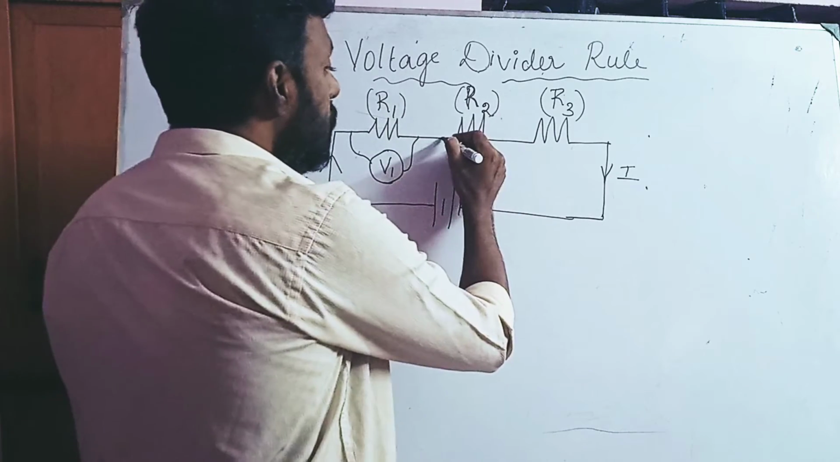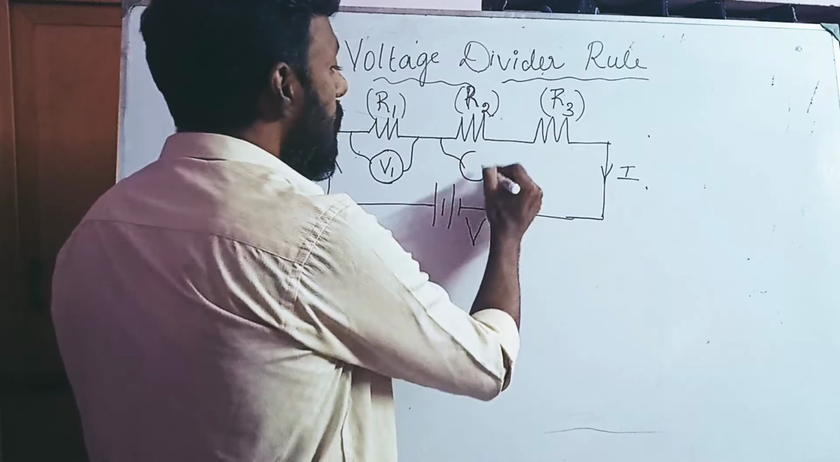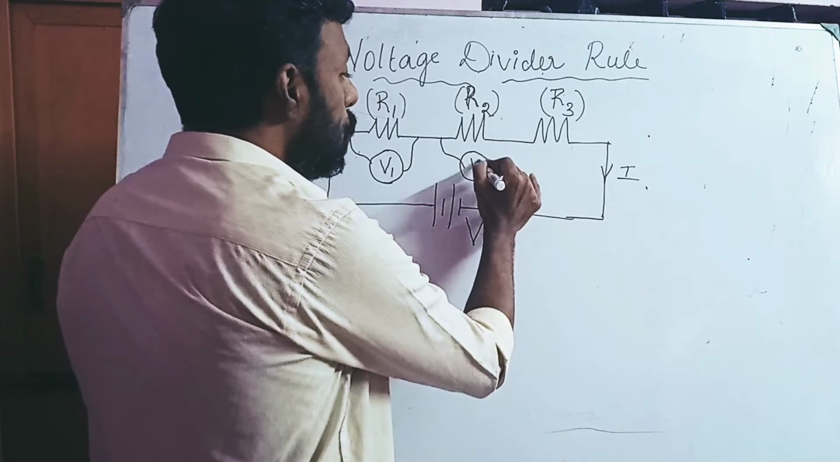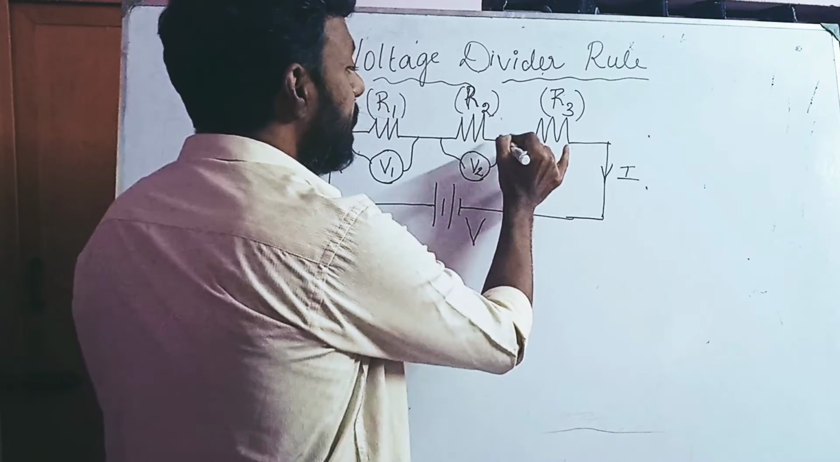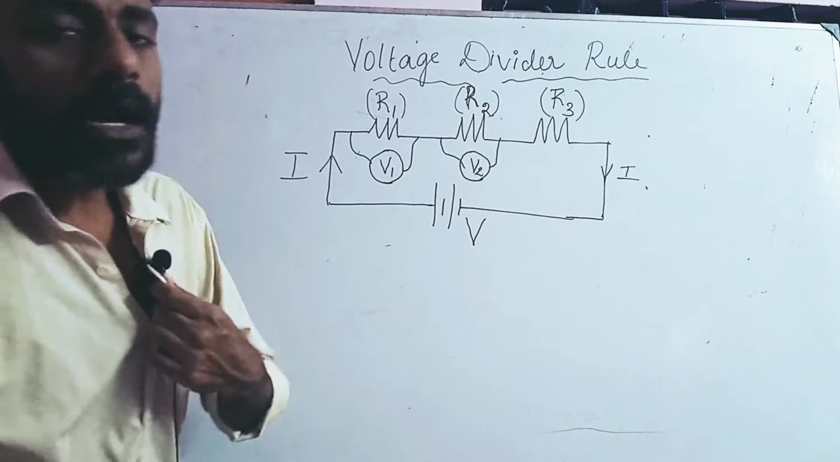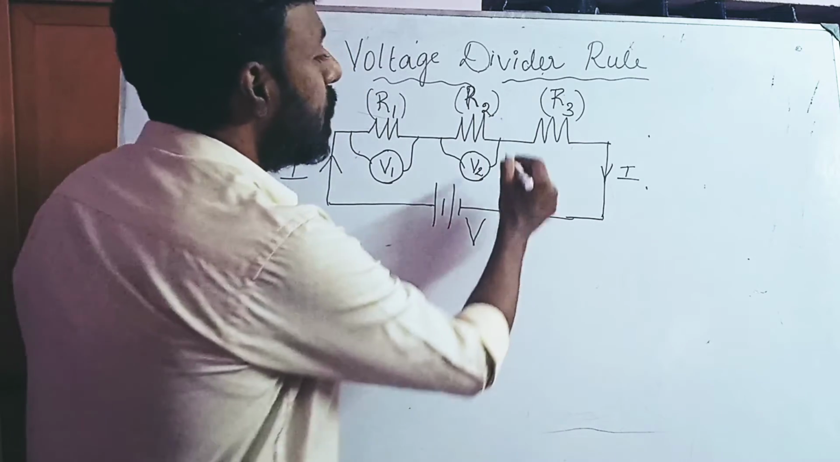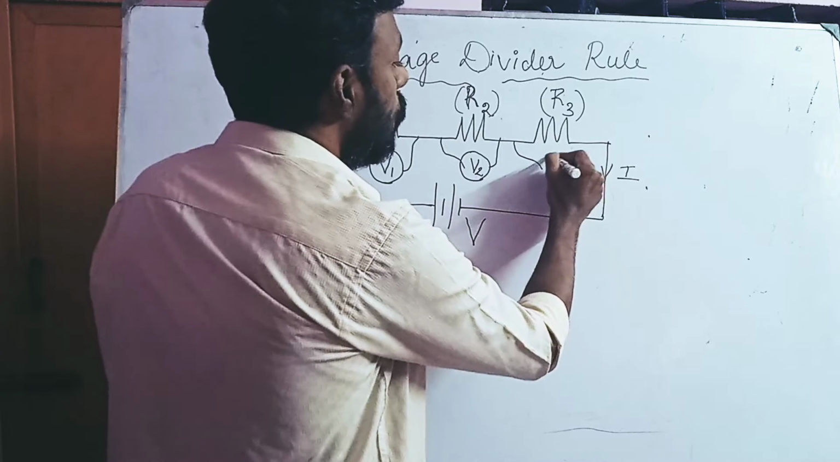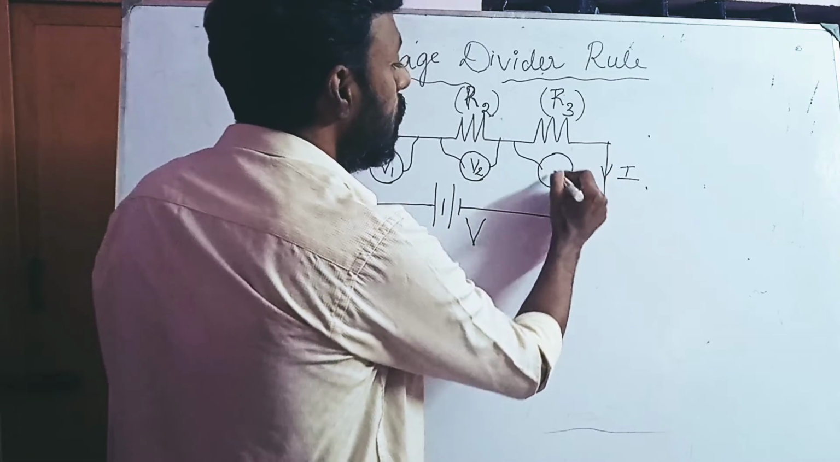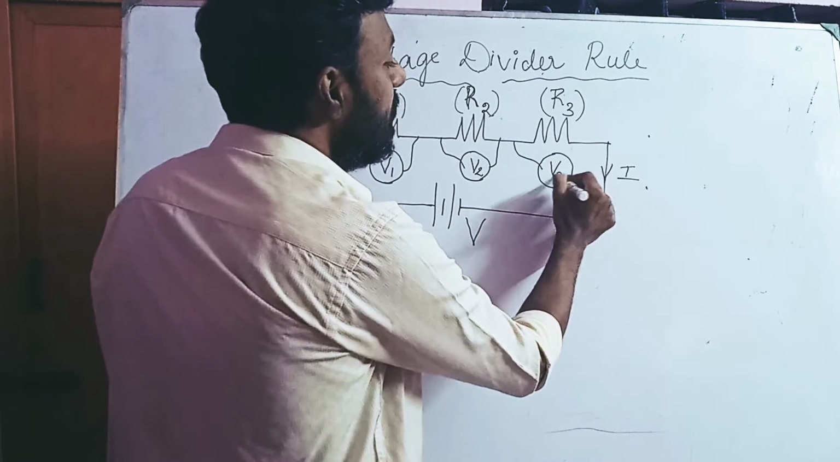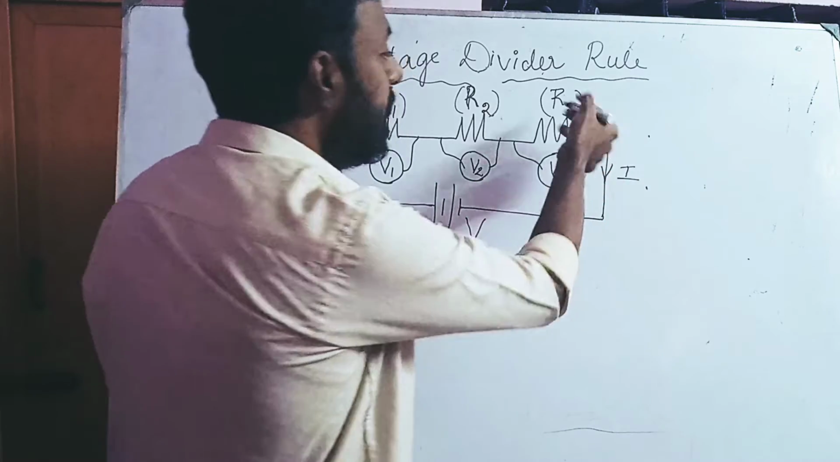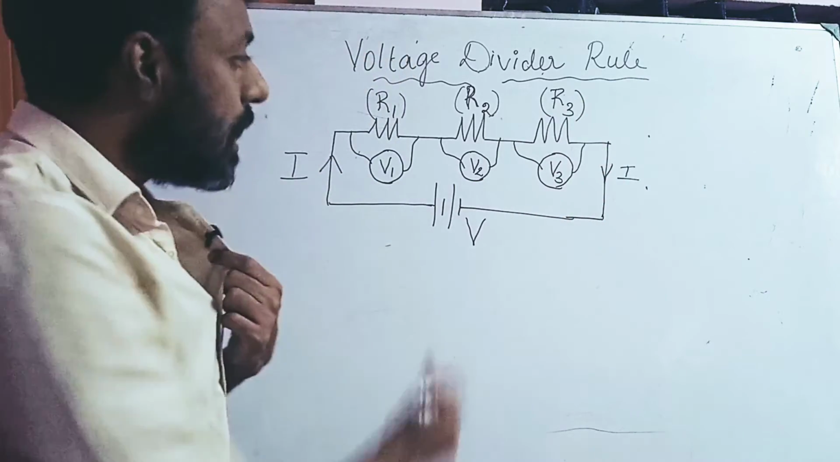Similarly, if you connect a voltmeter here, another voltage V2 is developed across the resistor R2. Similarly, if you connect another voltmeter here, you will get V3 as the voltmeter reading when it is connected across the resistance R3.